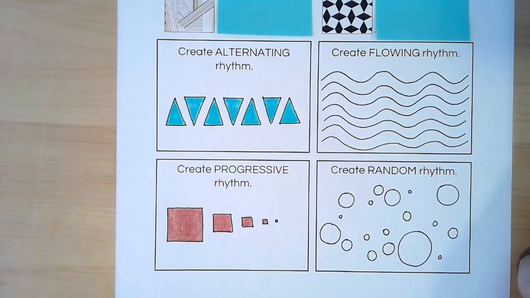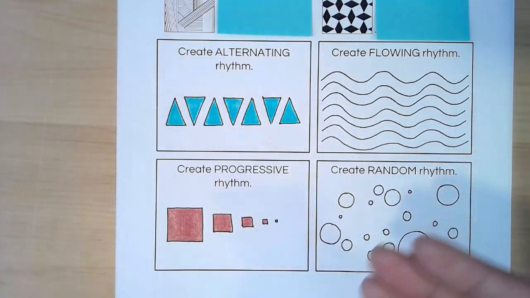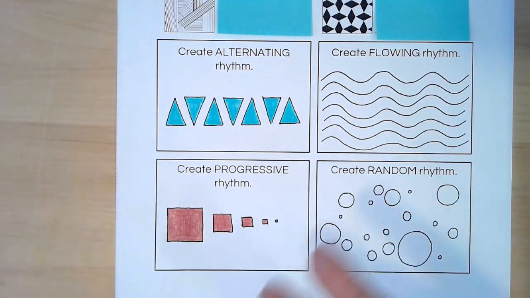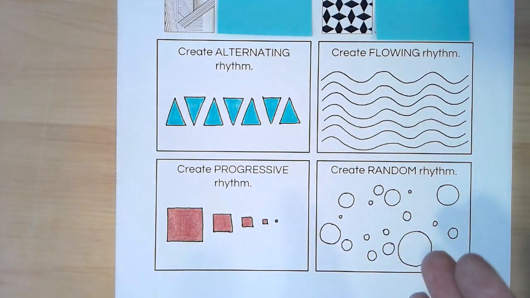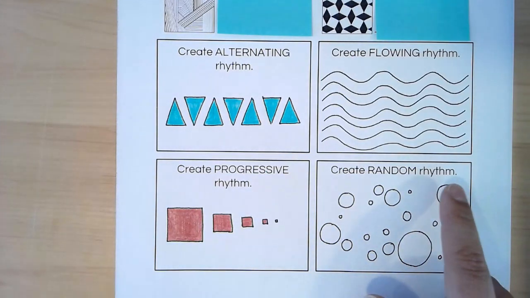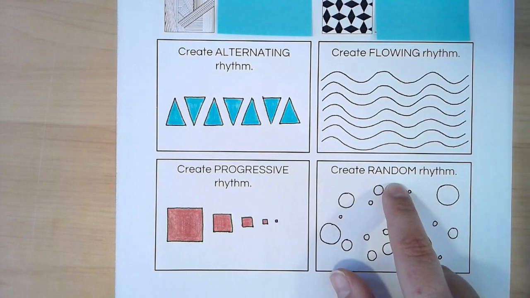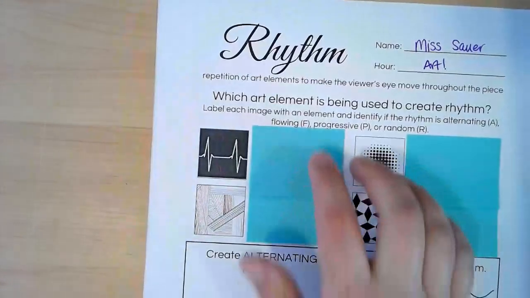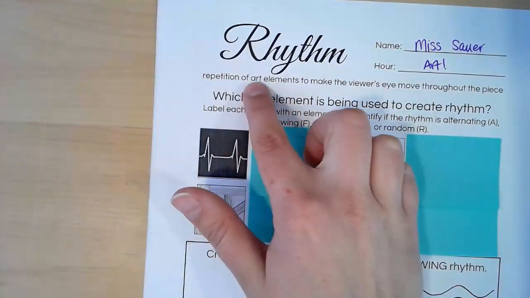A flowing rhythm. So there's a lot of different ways that you can create a flowing rhythm, whether it's with lines, shapes, textures, whatever you want. Progressive, so that's progressively getting bigger, smaller. Random rhythm. Remember, if it's random, what's the other part of rhythm that we know? Repetition of art elements.